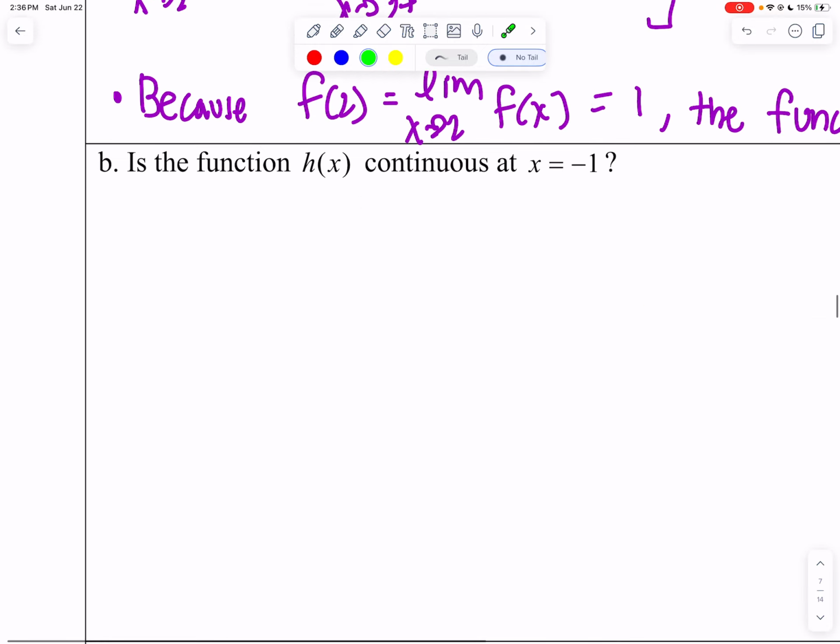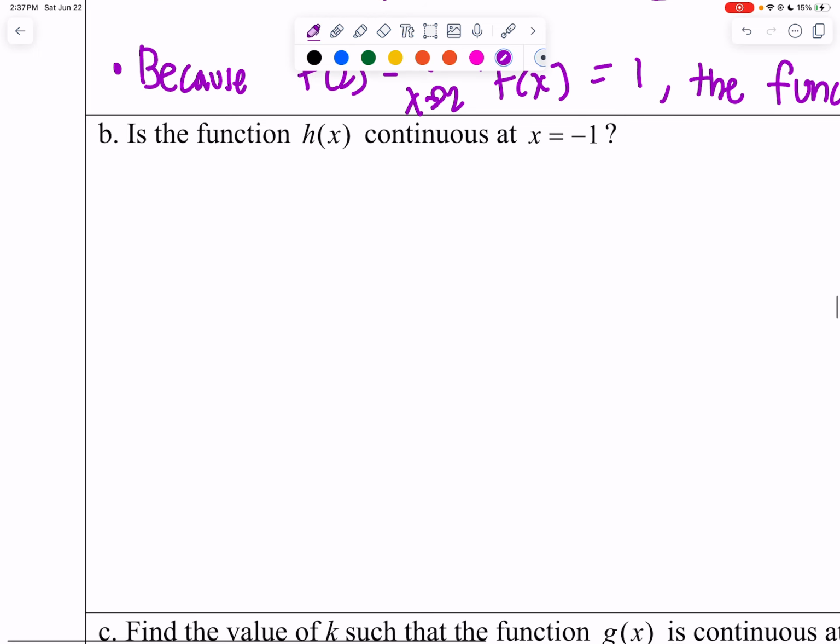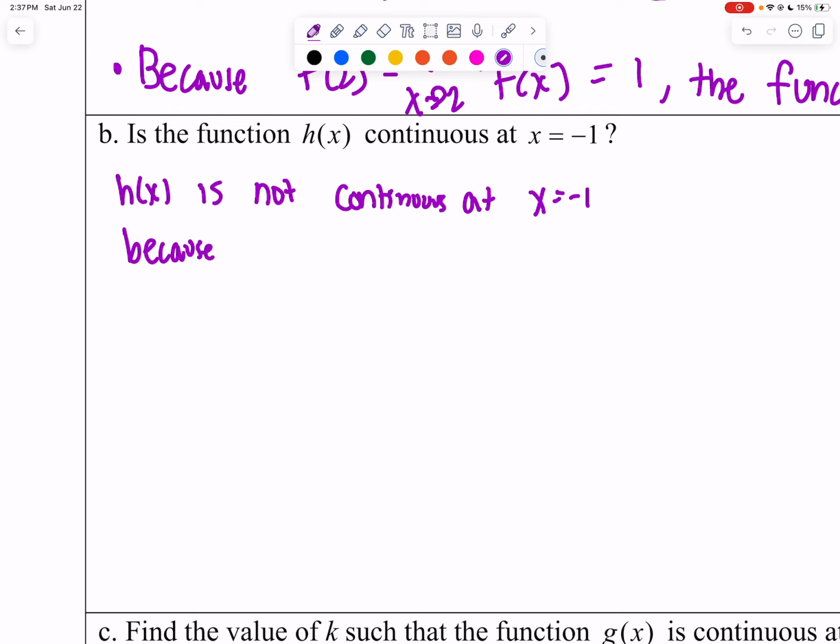So because of that, this tells me that h of x is not continuous at x equal to -1 because h of x is not defined at -1. So we know that it's not continuous. Sad.